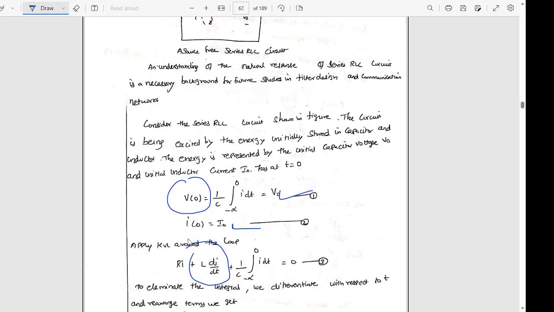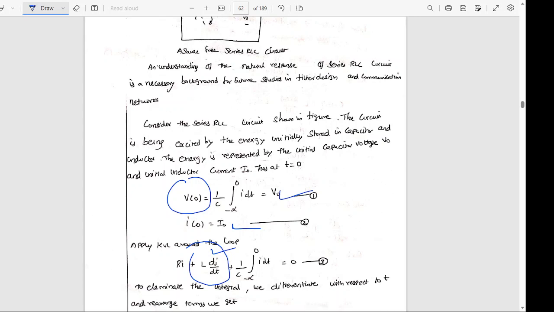These are the general formulas we already use to find the voltage across the inductor or the voltage across the capacitor. The voltage across the inductor is represented as L di by dt, where I is the current flowing through the inductor. The voltage across the capacitor can be written as 1 by C integral from minus infinity to 0 of I dt. Let us number the equations as 1, 2 and 3.